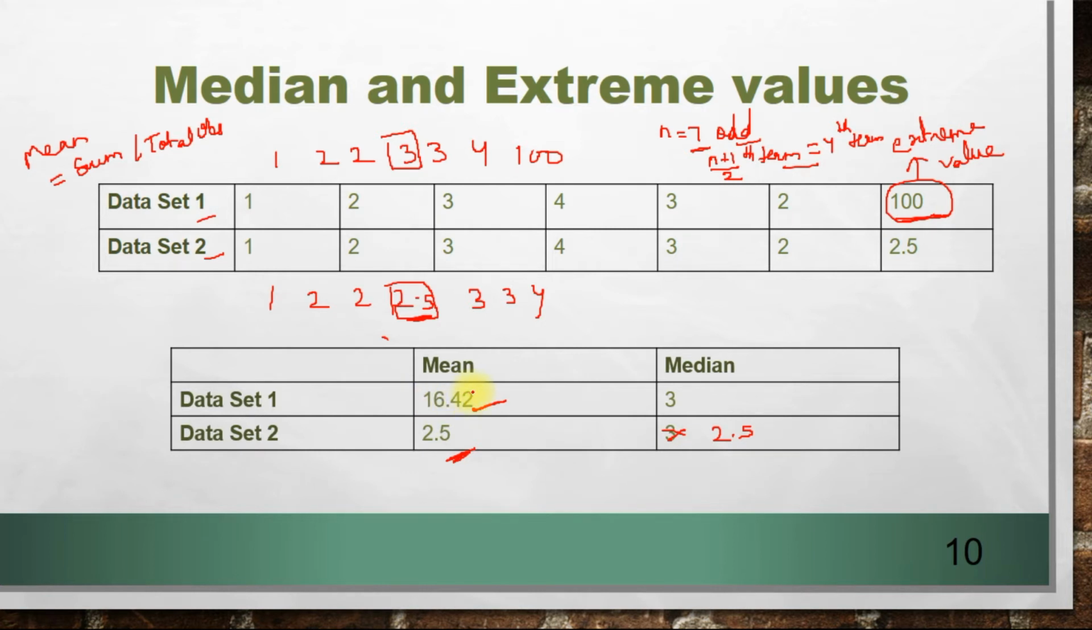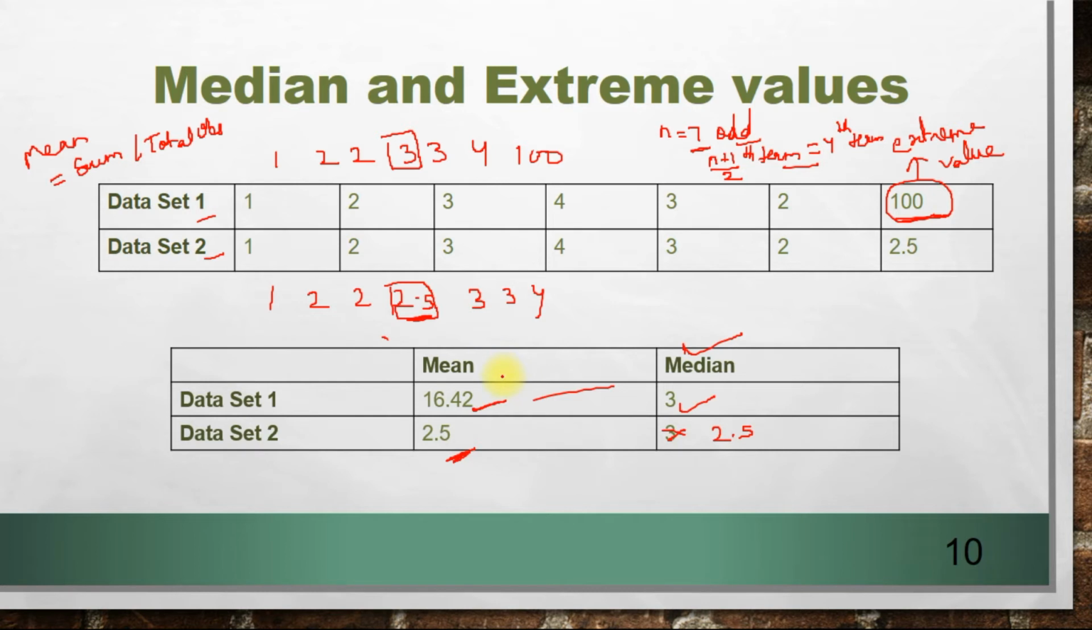But when we have outliers in the data set, then mean and median are very much different from each other. In case of data set 1, when we have outliers, the median value is 3, but the mean value is 16.42. So the difference between mean and median is quite large. That is why when we have outliers or extreme values in our data set, we should use median, not mean. This is a very important point, and many times this could be one of the MCQ or interview questions. So this is one of the takeaway messages.